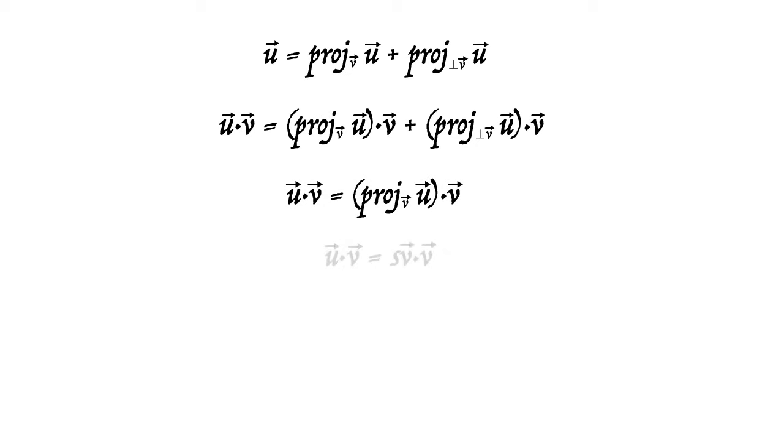Since the projection onto v is just a scalar multiple of v, we can rewrite the right-hand side as s v dot v. Since v dot v is the square of the magnitude, we can solve for s to get that s is equal to u dot v over the magnitude of v squared.